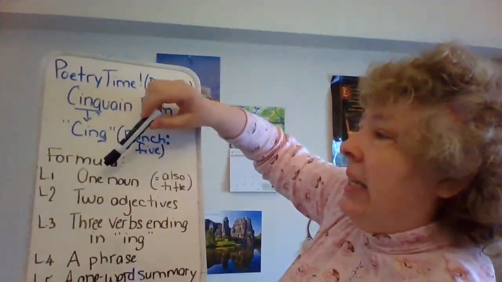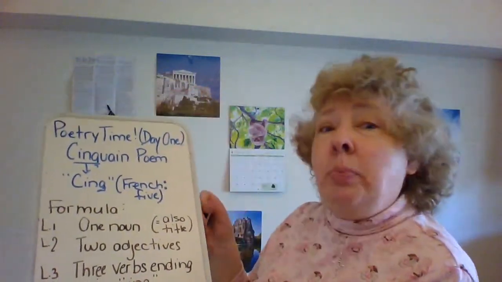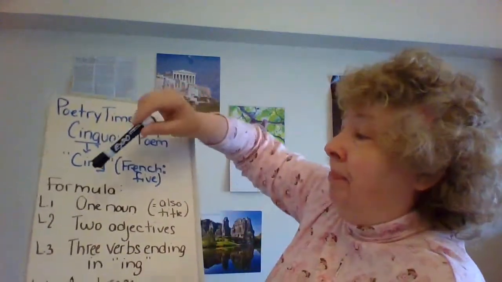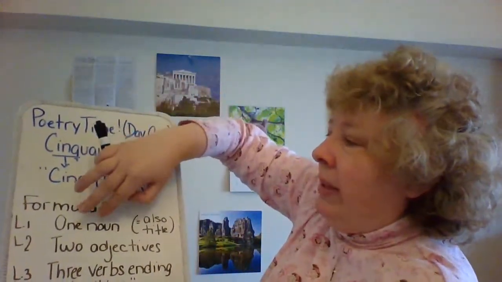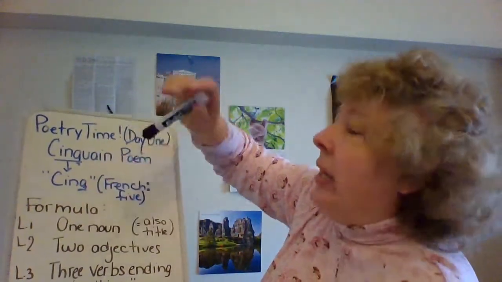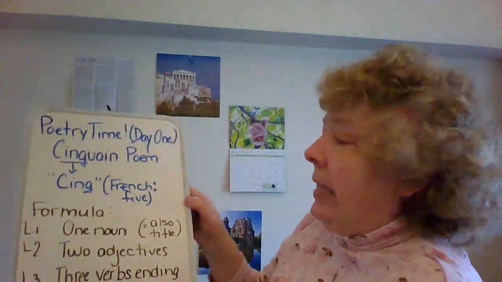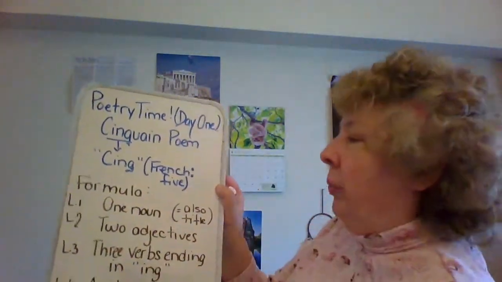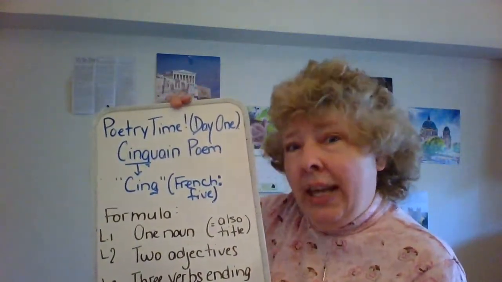So the first line is one noun. It can also be the title, believe it or not. But it's separate. This is your title, and it would be up here, and the first line would be the same word. It works like that. It's crazy, but it's very simple, very easy. So one noun. Just remember, person, place, or thing.